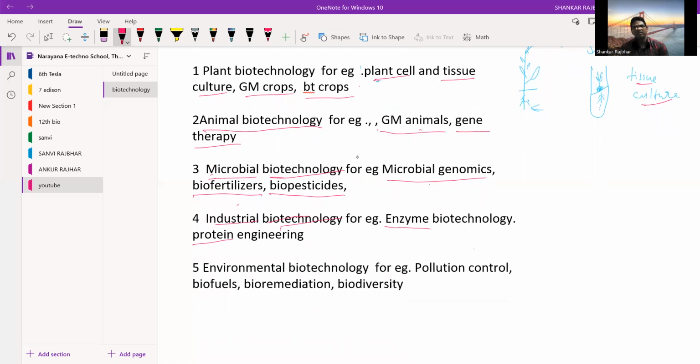Next one, that is environmental biotechnology, when the pollution can be controlled with the help of this, the environment can be balanced with the help of environmental biotechnology.